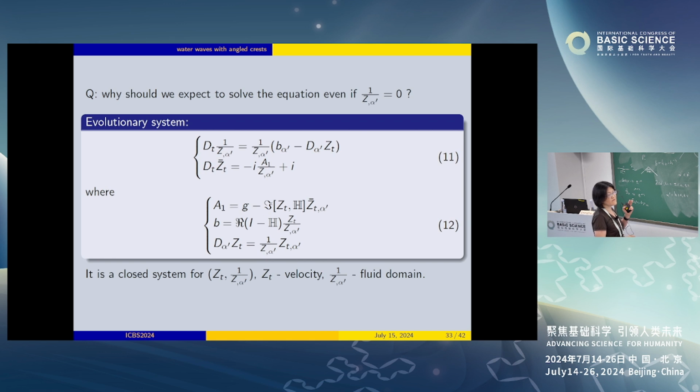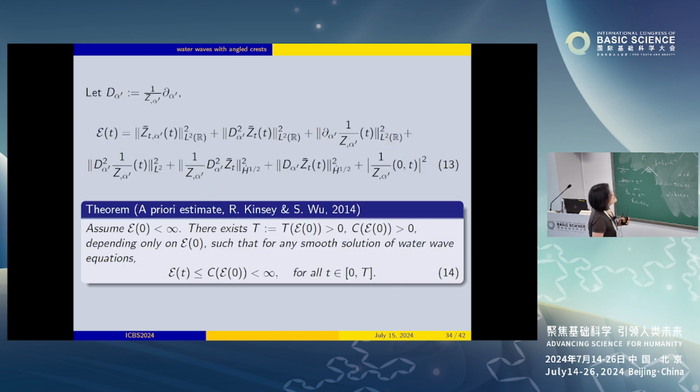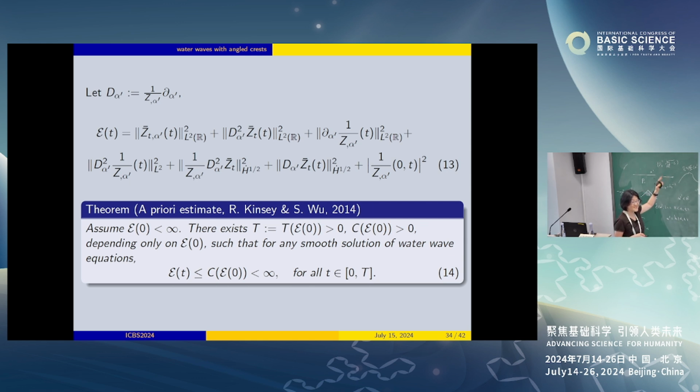You never see Z alpha itself, okay? So it's fine even if 1 over Z alpha is 0, okay? The trouble is just that if 1 over Z alpha is 0, this coefficient becomes 0, okay? That's the only problem, okay? So that means it's not so hyperbolic anymore, right?